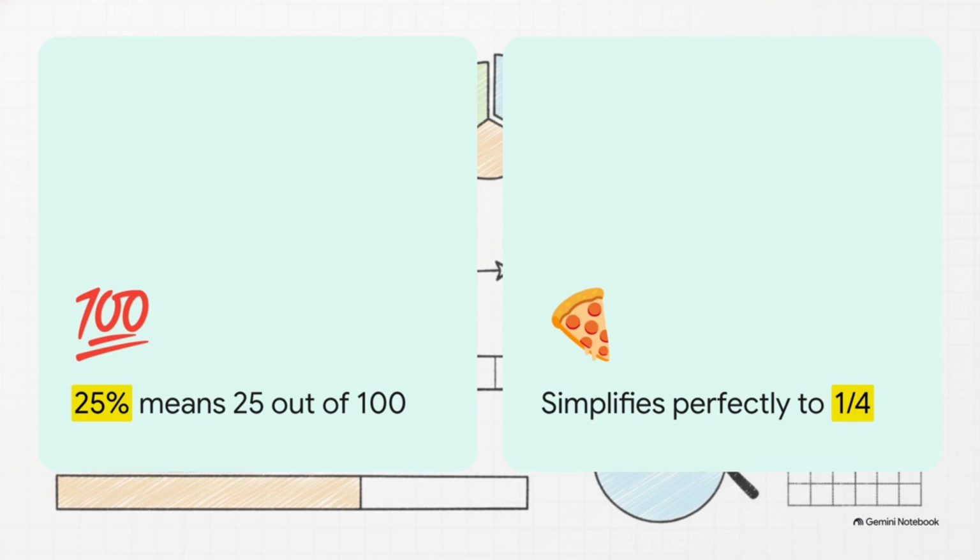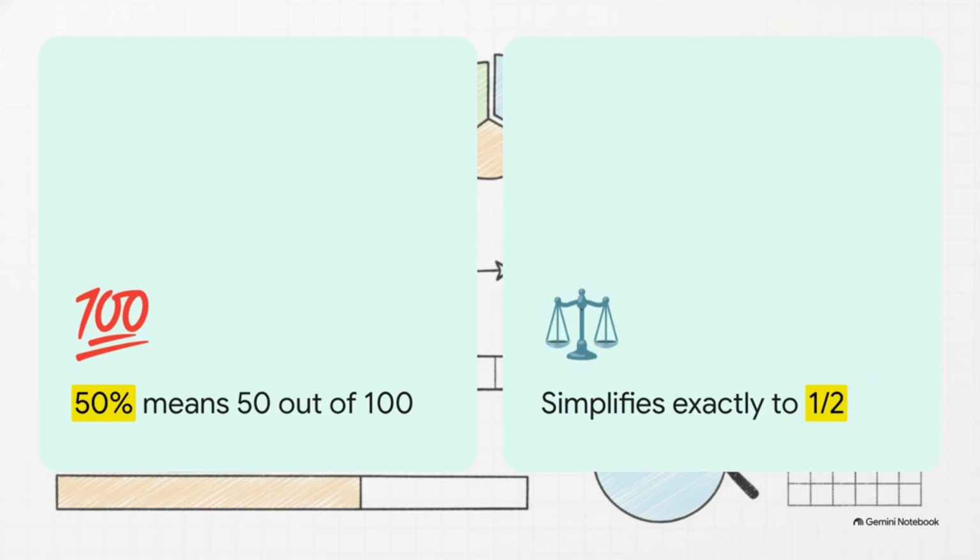Take 25%, for example. Based on our new rule, 25% means 25 out of 100, which we can write as the fraction 25 over 100. And if you simplify that fraction, by grouping those tiny little pieces into larger chunks, it simplifies perfectly to 1/4. So 25% is quite literally just the percentage translation of 1/4.